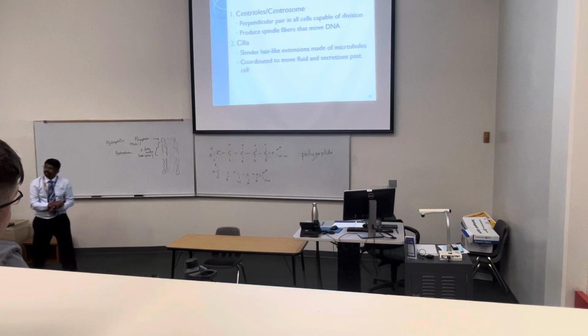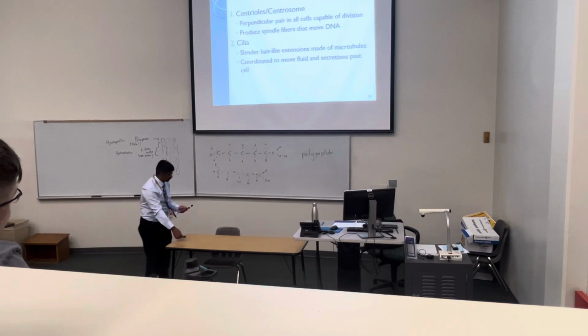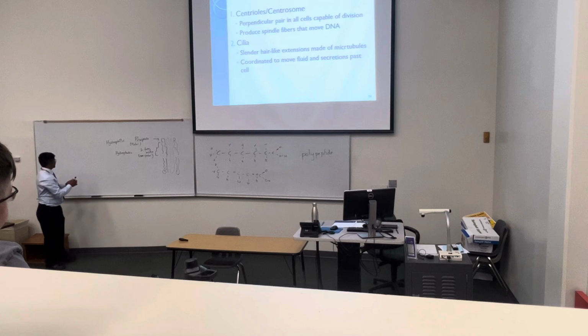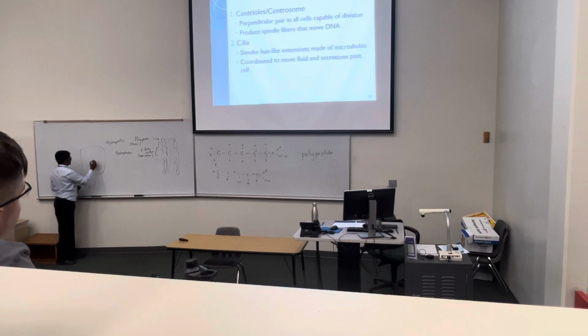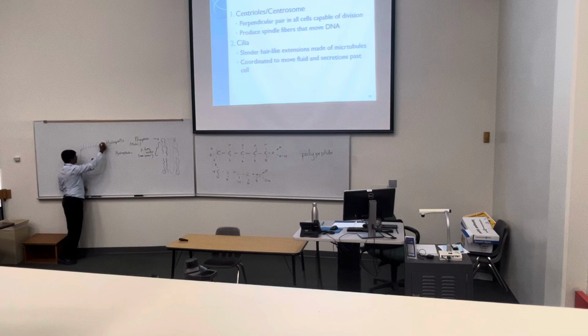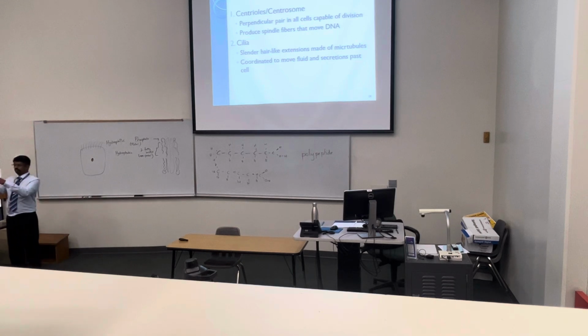We also have structures called cilia. Cilia are little hair-like microtubules that stick out of the plasma membrane. So if I'm drawing a two-dimensional cell, and the nucleus, cilia are little projections. In humans, cilia just move substances across the cell membrane.